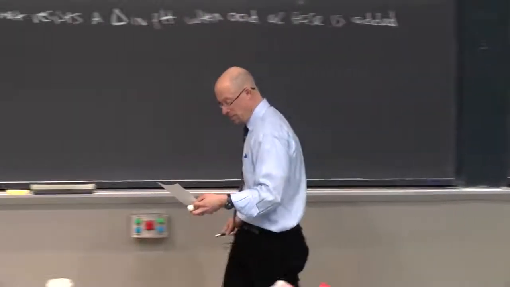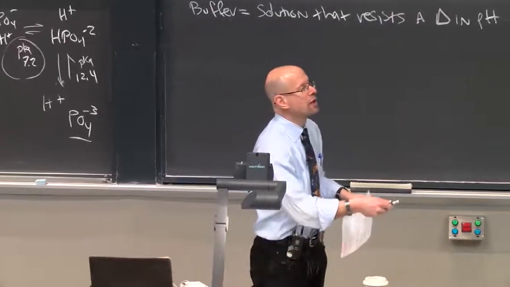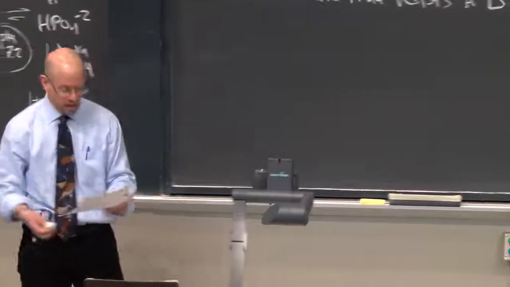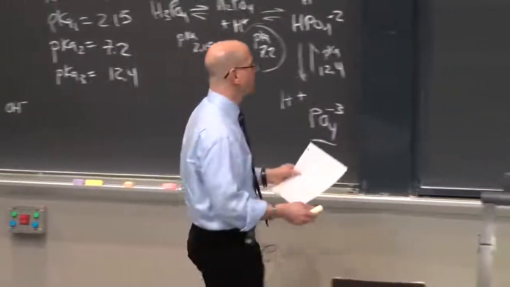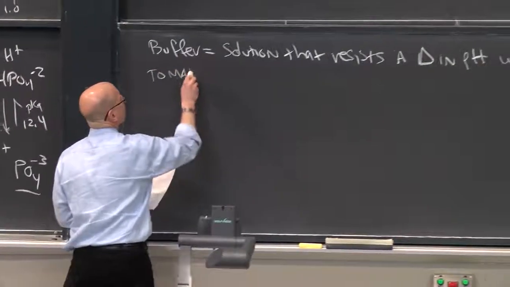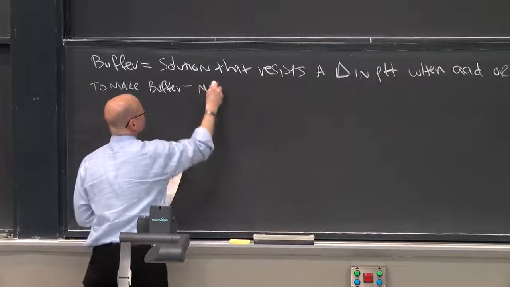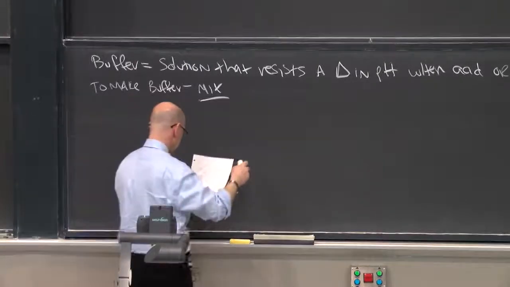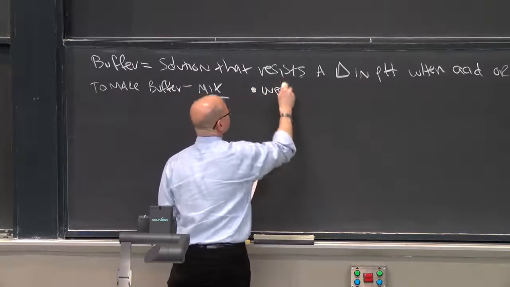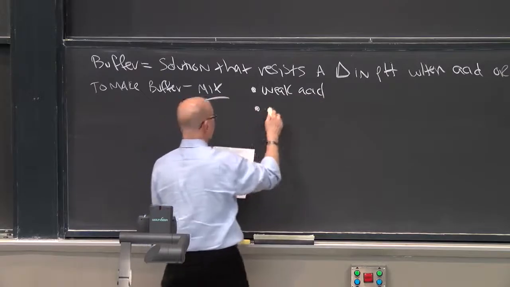And so the principle behind a buffer is to make something that's going to work close to the pKa of the molecule that you're using as the buffer. So how do we do it? Let's make a buffer. To make a buffer, we're going to add two things together. We mix together a weak acid and the salt of a weak acid.